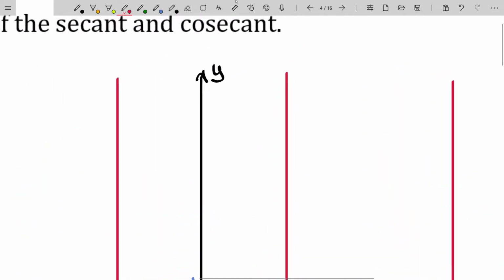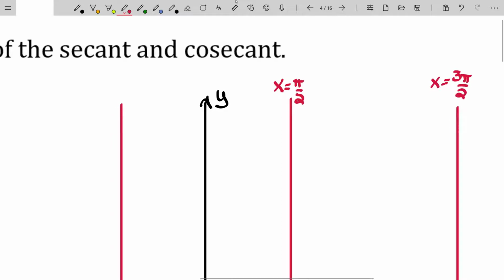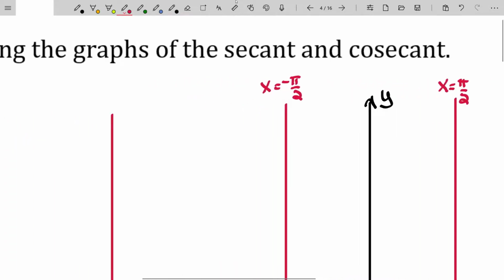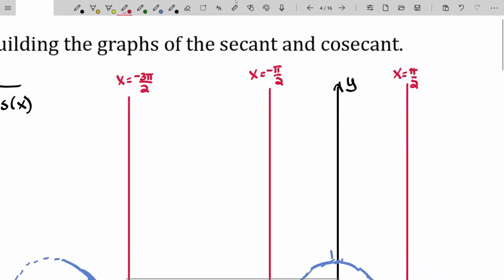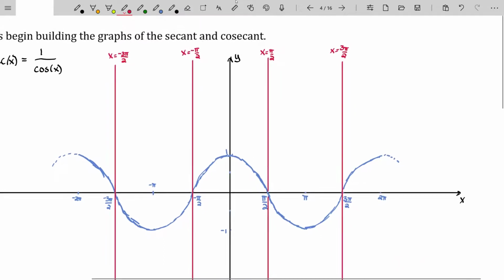Again, they occur at pi over 2, so I'm going to mark that here, x equals pi over 2, at 3 pi over 2, and any odd multiple of pi over 2. So 5 pi over 2, 7 pi over 2, negative 1 times pi over 2, negative 3 times pi over 2. All of those will be vertical asymptotes for our secant curve.